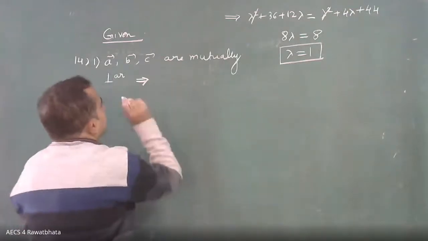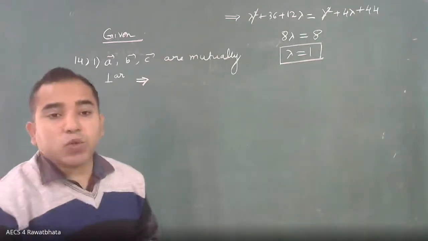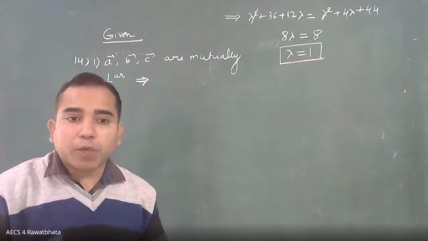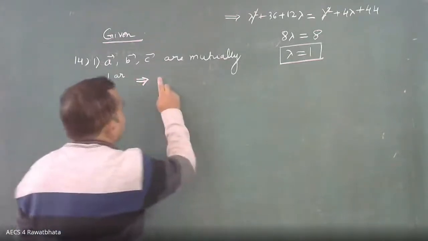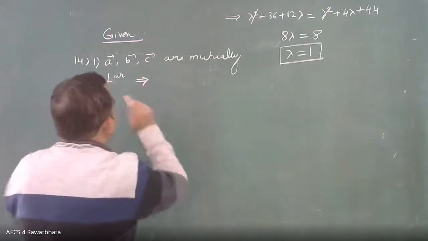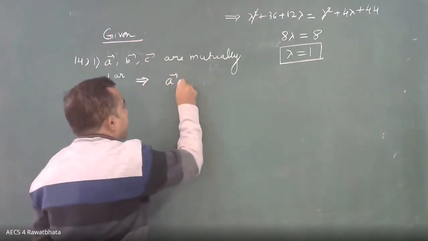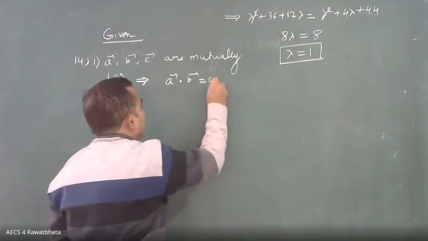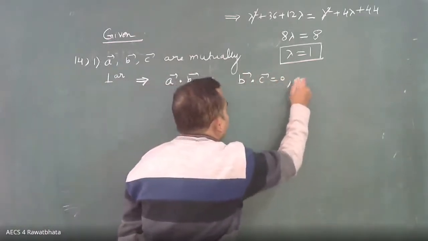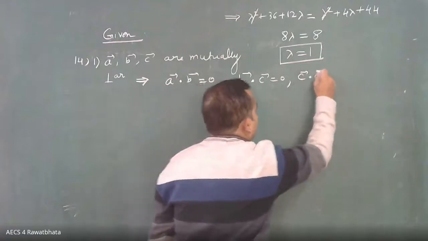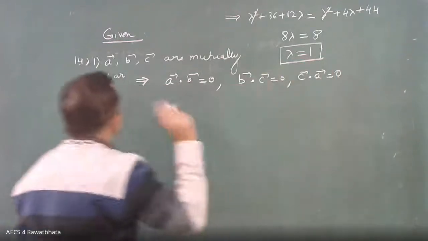Exactly. See, the rule is that when two vectors are perpendicular, their dot product or scalar product is zero. So, if each two are mutually perpendicular, it means A vector dot B vector is equal to zero, B vector dot C vector is equal to zero, and C vector dot A vector is equal to zero. This I can confirm.